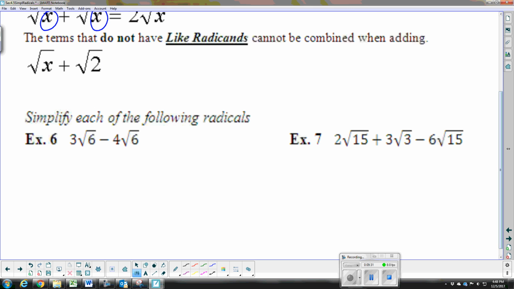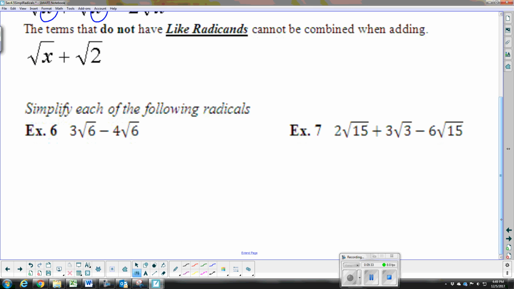So let's look at both of these. We might have to simplify the radicals first before we can add or subtract. But we are looking for common radicands, and those are the only ones we can combine. So 3 times the square root of 6 and negative 4 times the square root of 6, we can combine these because they have like radicands. And we end up with the negative square root of 6. 3 minus 4 is negative 1.